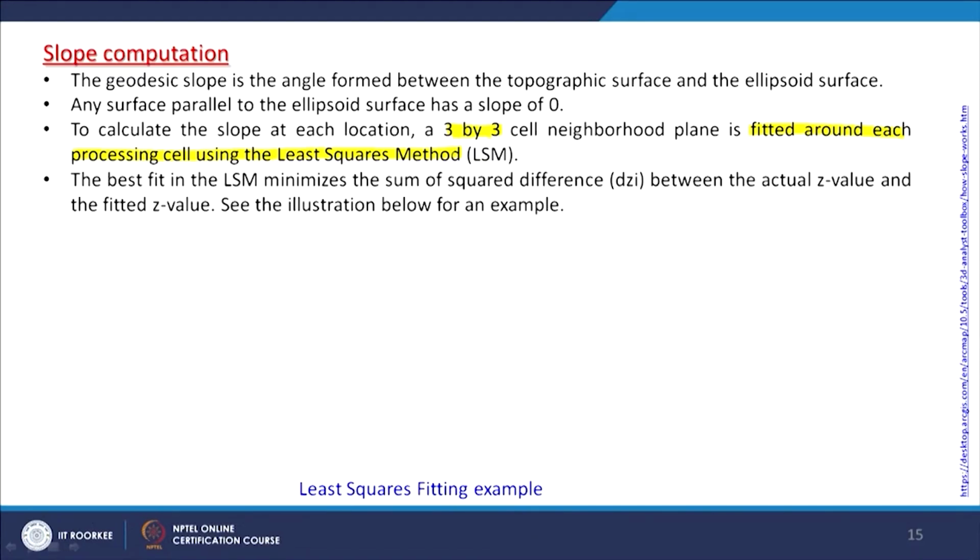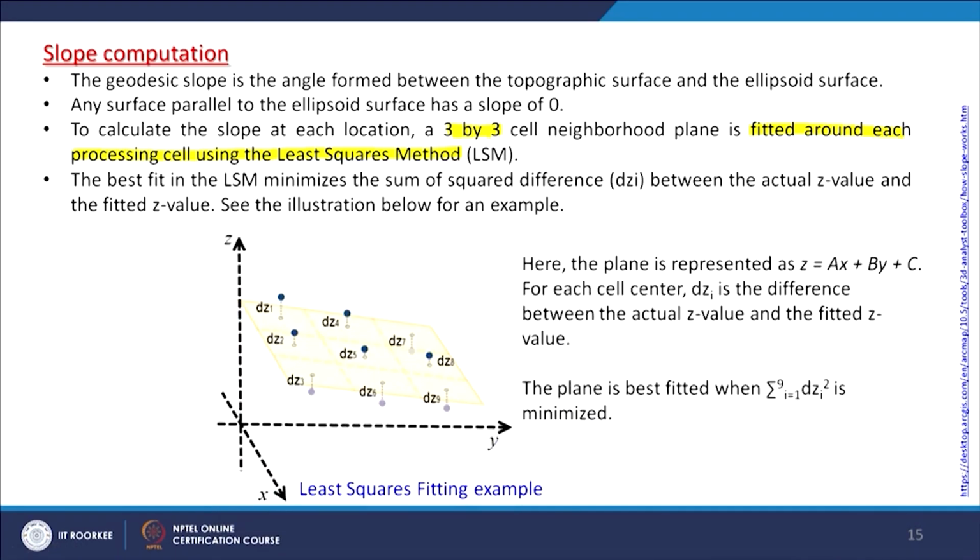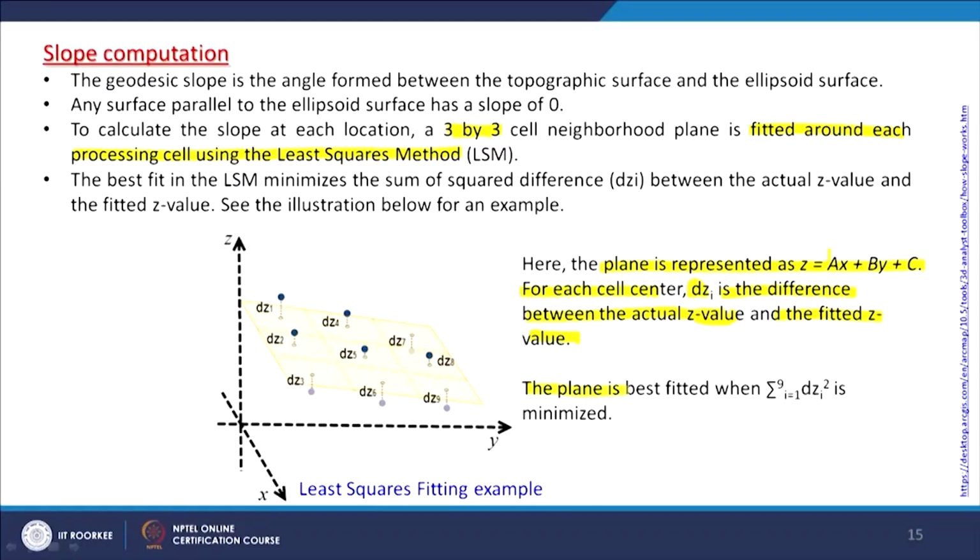And the best fit in this LSM minimizes the sum of squared differences, that is dz_i, between the actual Z value and the fitted Z value. This is what we see here: the plane is represented as Z equals AX plus BY plus C. For each cell, the dz is the difference between the actual Z value and the fitted Z value, because instead of 2D, now we are talking in 3D. So, much care is required, and the best fitted plane is expressed like this, which minimizes the variance.